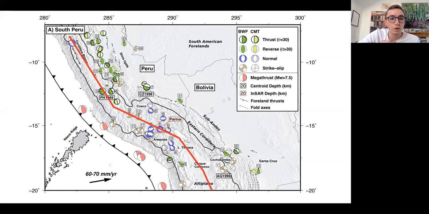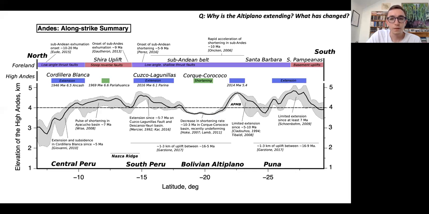So I'm going to show you a compilation of some active deformation measurements and also geological observations along this particular profile, this red line, that's going to allow us to synthesize all this information together. On the bottom, we're looking at a swath of the elevation of the mountain range, the height of the mountain range along its spine as a function of latitude. So these are the latitudes of central Peru, southern Peru, the Bolivian Altiplano, and the Puna Plateau.